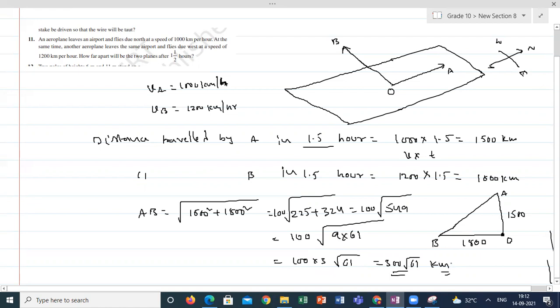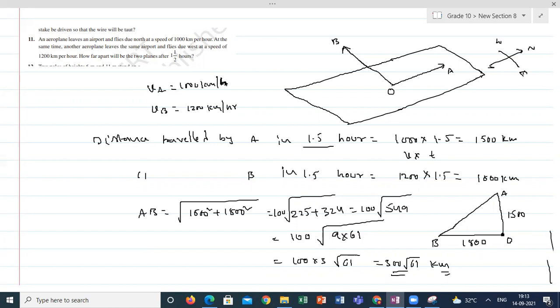The distance between them is 300 root 61 kilometers. How is it possible? It should be greater than this one, no? Yes, sir. Actually, it is the hypotenuse, sir, so it has to be greater. Yeah, it is greater because root 61 is approximately 8, no? So 8 into 3 is 2400 kilometers. It is greater than 7; 7 threes itself is 2100, madam. It's the right answer. 300 into root 61 is around 2400.